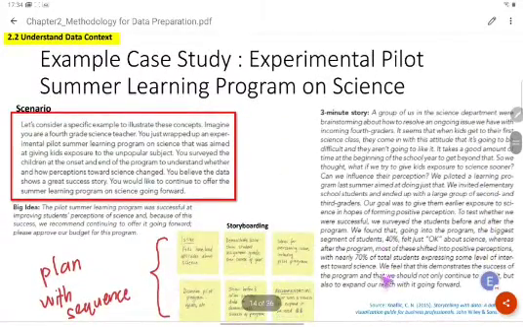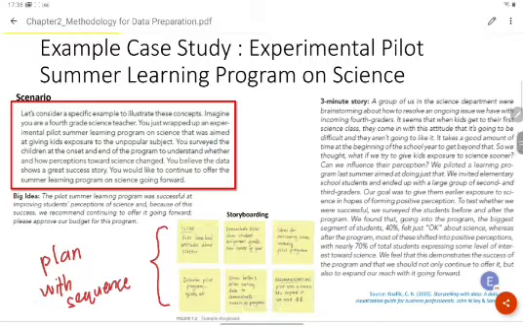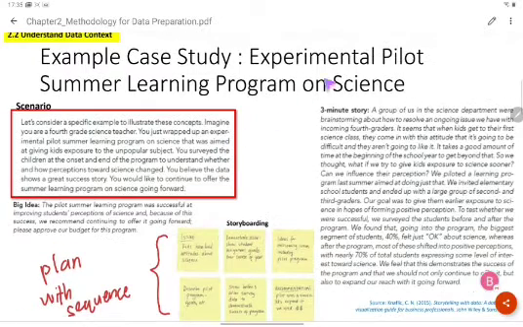So this is an example of a case study, an experimental pilot summer learning program on science. This one is the scenario, and it is a scenario about a fourth grade teacher that wants to make an experimental pilot summer learning program on science that aims at giving kids exposure to an unpopular subject, the science subject. You survey the children at the onset and the end of the program to understand whether and how perception towards science changes.